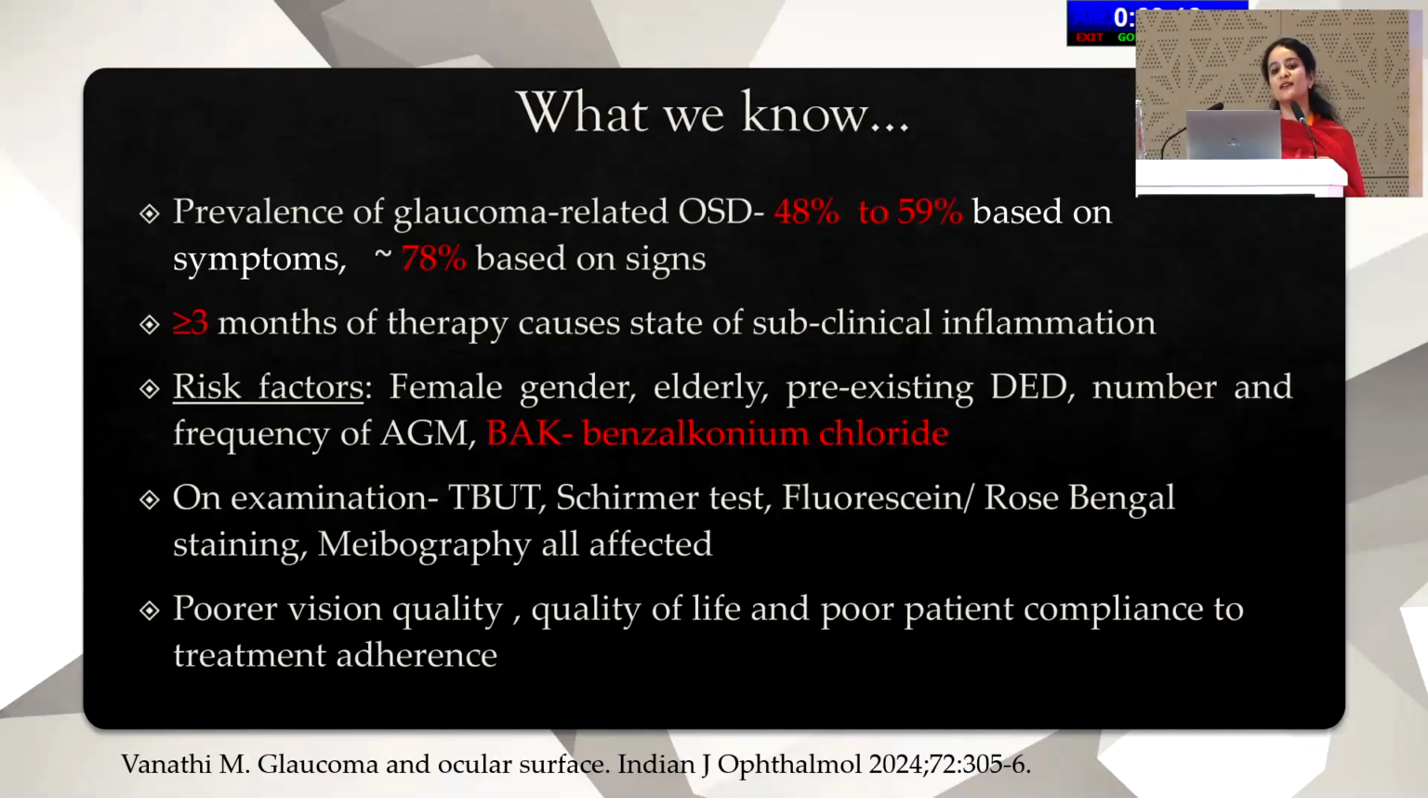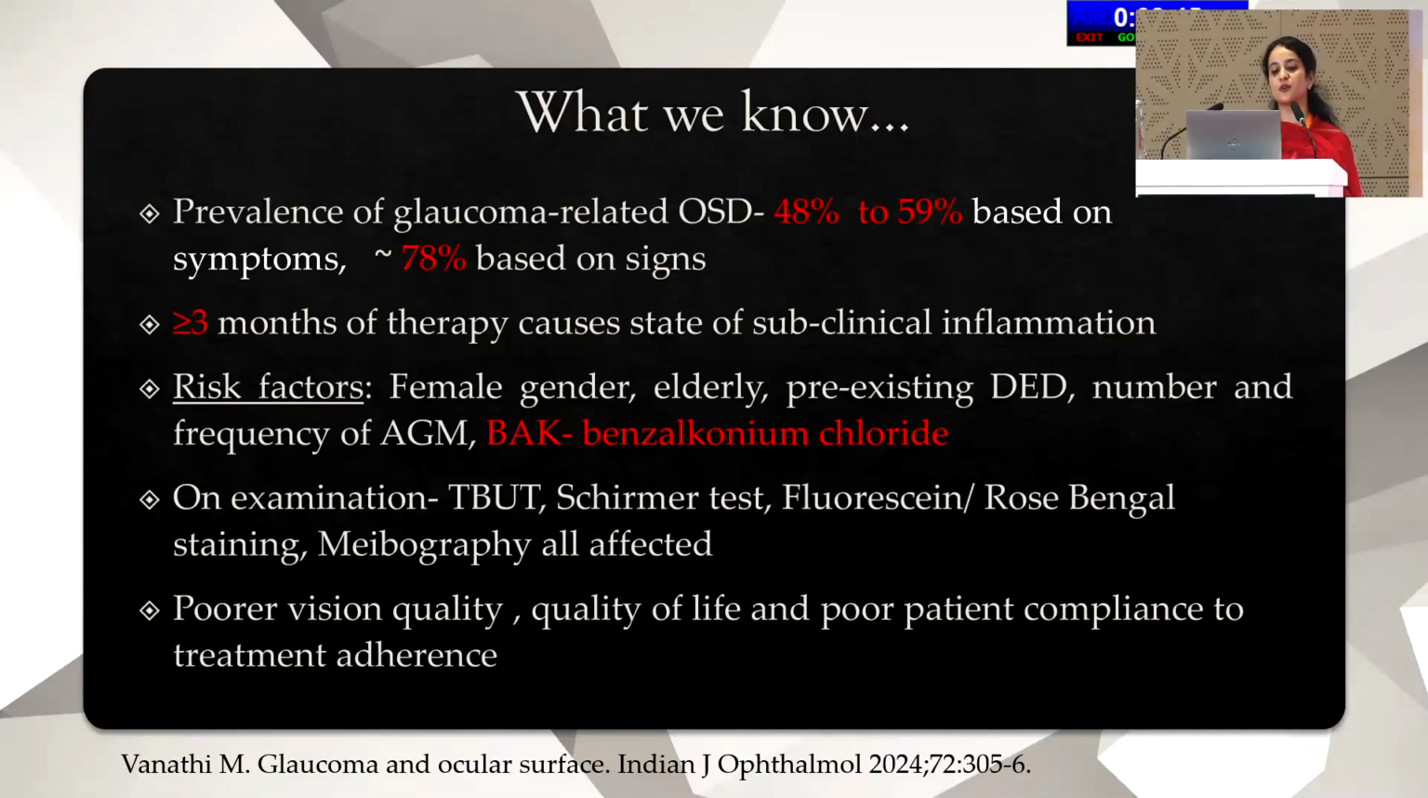So what we know is, pre-existingly also, in glaucoma patients the rate of OSD is very high. As you can see, it is around 48 to 59% just based on the symptoms. And based on the signs, you can find it in around 80% of the patients, which is a significant proportion of our patients. More than 3 months of therapy is known to cause a state of subclinical inflammation. We'll talk about why this is clinically relevant to us.